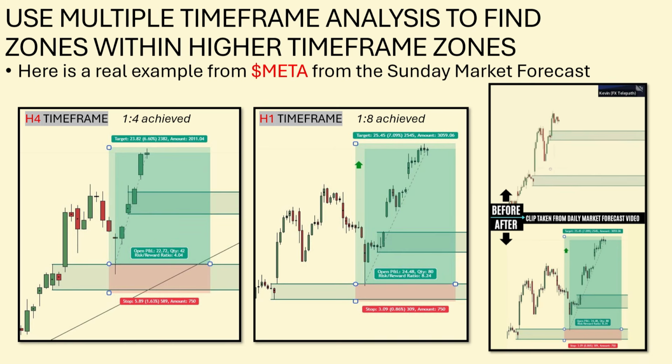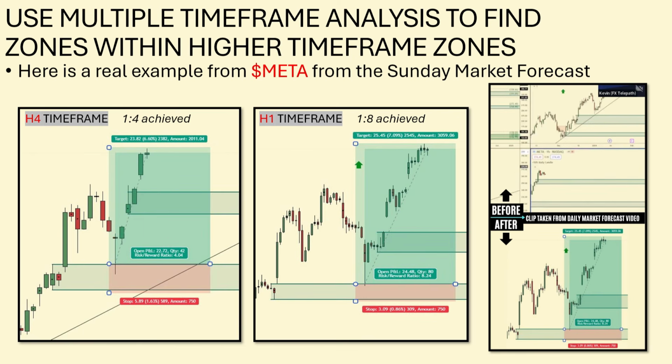And here's me calling out this trade as well from the Sunday market forecast. Any pullback to any one of these 1 hour zones could be good, at 371.41, or a little bit lower at 359. And the reason I show you guys these clips is because I just want to show you guys that this analysis is taking place ahead of time.